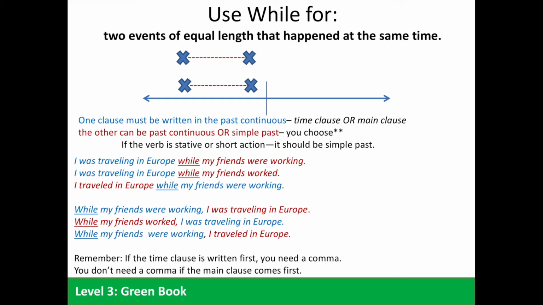We can use while to talk about two events of equal length and time that happen at the same time. One clause must be written in the past continuous, so the time clause or the main clause. And the other clause can be past continuous or simple past. You have to choose. One thing to keep in mind is that if the verb is stative or a short action, it should be written in the simple past.